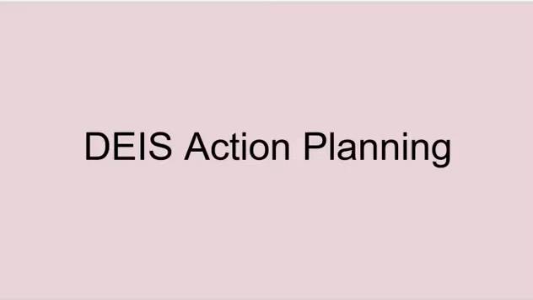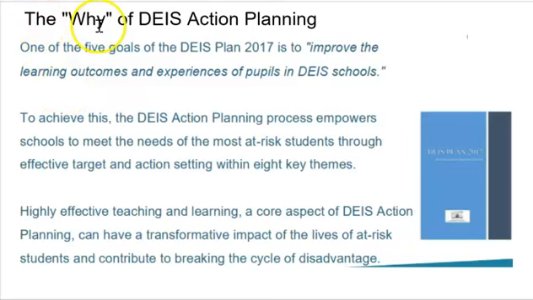DEIS action planning. The why of DEIS action planning. One of the 5 goals of the DEIS Plan 2017 is to improve the learning outcomes and experiences of pupils in DEIS schools. To achieve this, the DEIS action planning process empowers schools to meet the needs of the most at-risk students through effective target and action setting within 8 key themes.